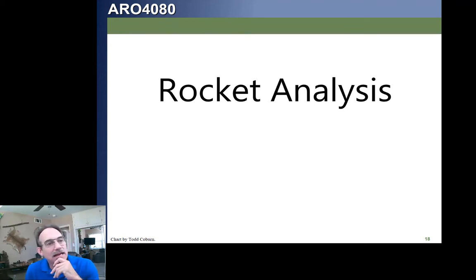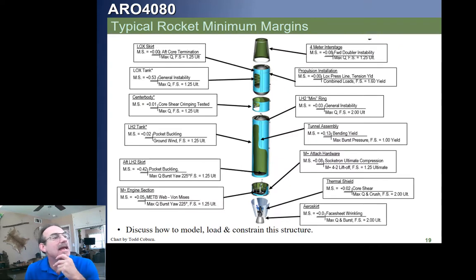Let's take a look at some rocket analysis. This is the way we report margins. So we talked before, this actually doesn't have the fairing. This has the interstage, which in this case is a cone for this version of the Delta IV rocket. And this is showing minimum margins of safety and what the load cases are that we created, that we found.